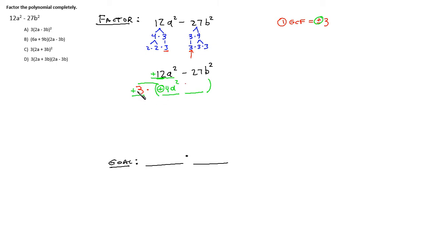So let's check it all. Positive times positive makes positive. 3 times 4 makes 12. A squared. Great. We have everything we need in this blank now. Now let's distribute this 3 to the second blank. And what would we need in here?